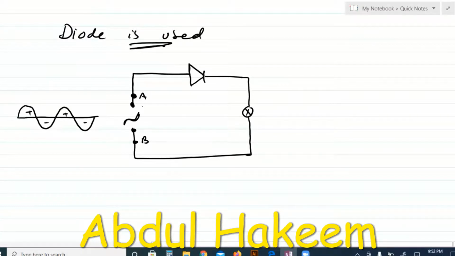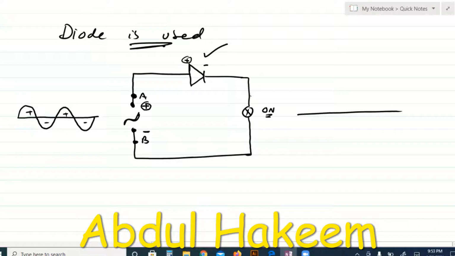When this A side becomes positive, then B will be negative. For this instant, this is the positive side, this is the negative side. When the positive side of the battery is connected with the positive of the diode, and the negative side of the supply is connected with the negative side, this is forward biased, meaning it allows current to pass through it. So it becomes conducting, forward bias. So current flows through it and the bulb goes on.